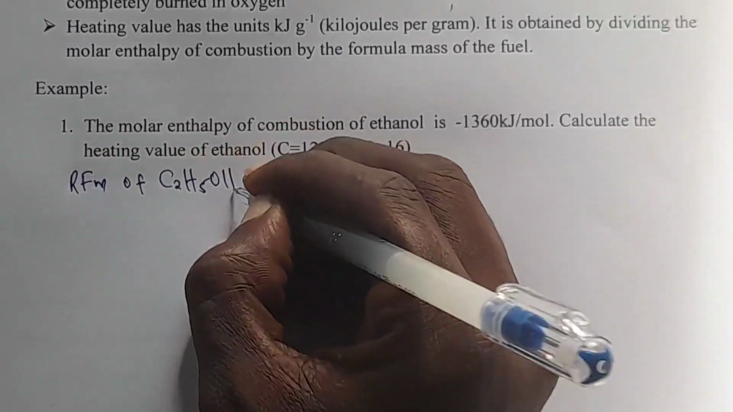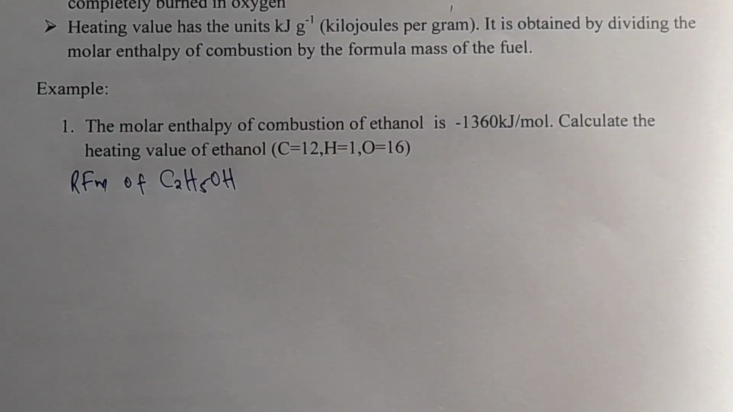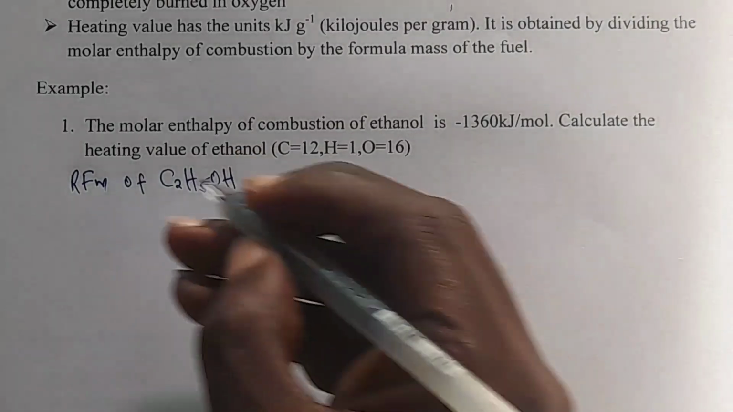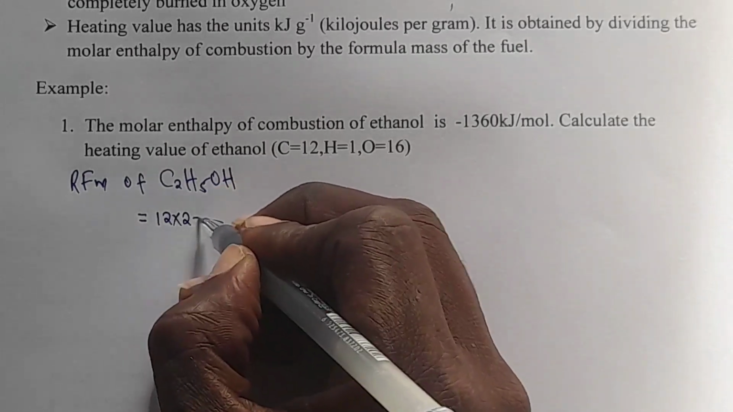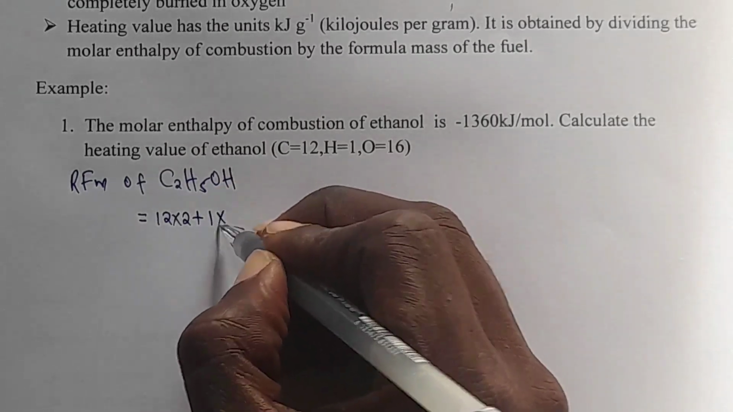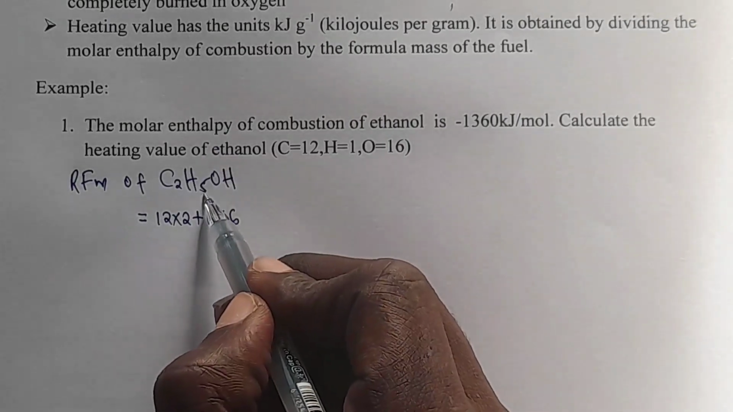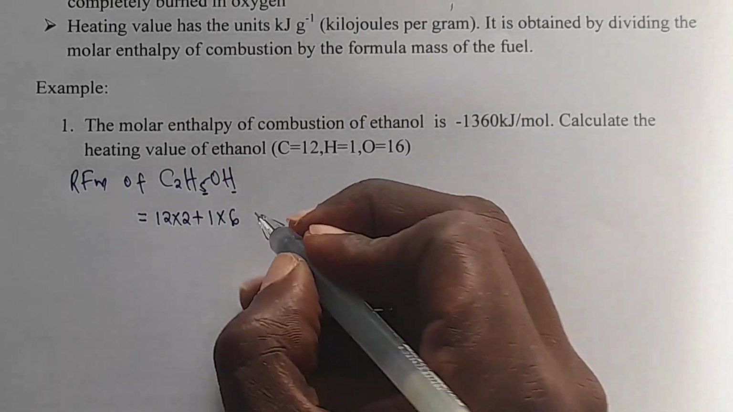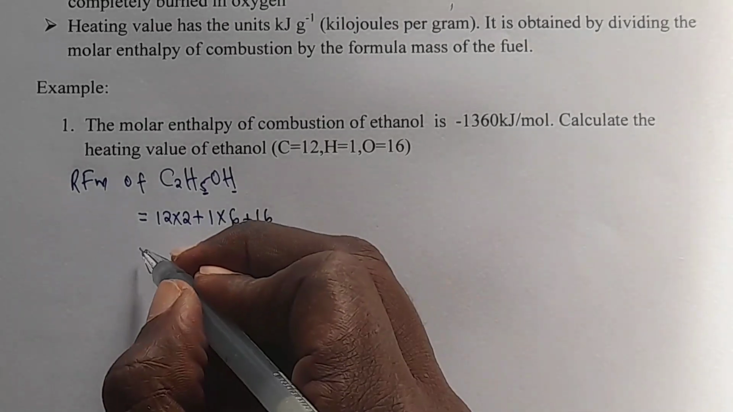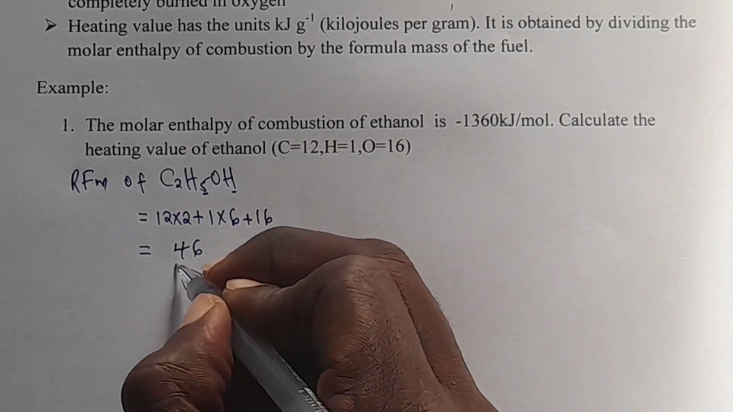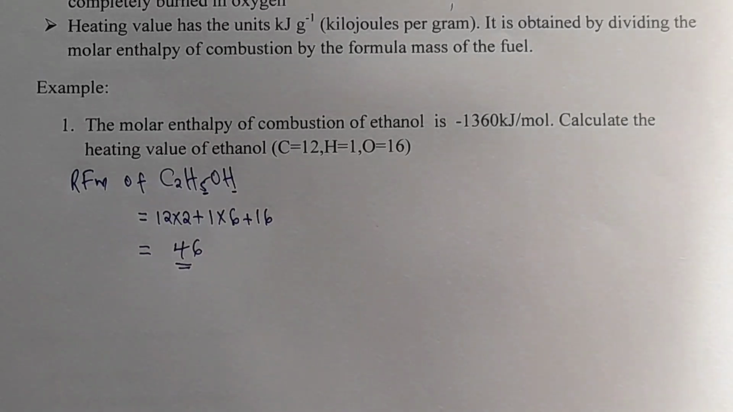Ethanol is written C2H5OH. So the RAM of carbon is 12 multiplied by 2, plus 1 for hydrogen times 6 hydrogens. We have 5 hydrogens here plus 1 hydrogen, those are 6, plus 16 for oxygen. So here we are going to get 46 as the relative formula mass.